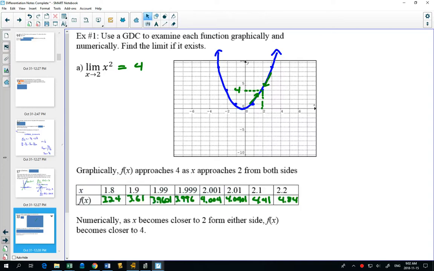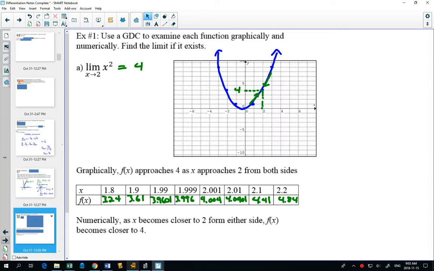So the graph approaches 4 as x approaches 2 from both sides. You can look, what happens as I get closer and closer to 2 from the left side? You can see my numbers are getting closer and closer to 4. And if I look at my table of values and go closer and closer to 2 from the right side, it gets closer to 4. From either side, it gets closer to 4.